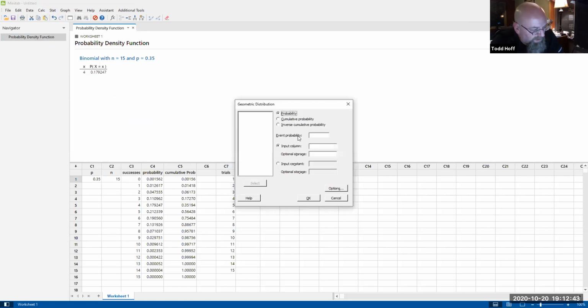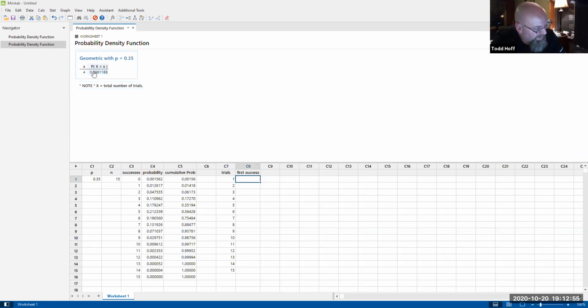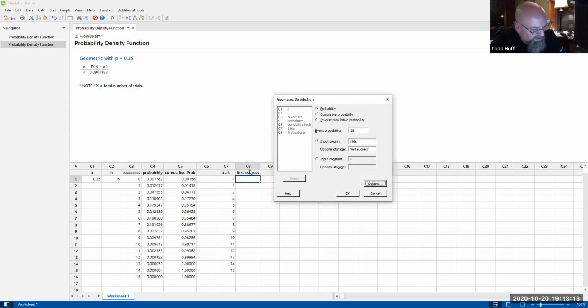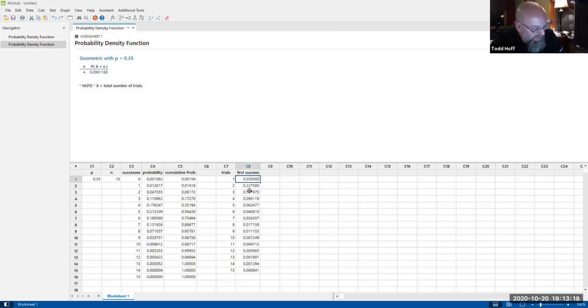I'm just going to do a regular probability. My event probability is 0.35 again. I could do an input constant, ask what's the probability that it's the 4th trial that gives us the first success. And that gives us that probability right there. Or go back to this menu. I go input column and I'll put in the trials. Now I forgot to name the output range. Oh, I did do first success. Okay, I did name it. Otherwise, I could have just put in C8 if I needed to for that. And we hit OK and it fills this in.